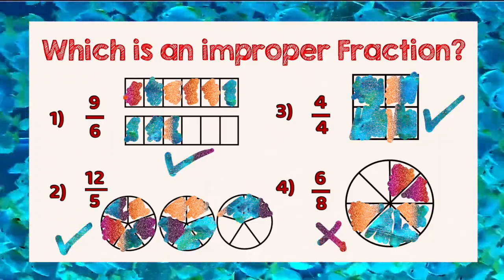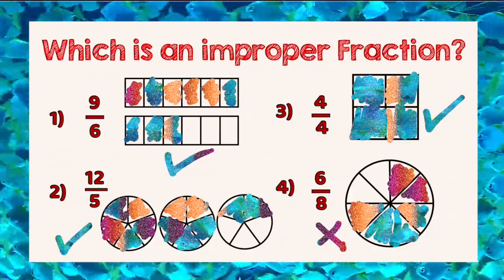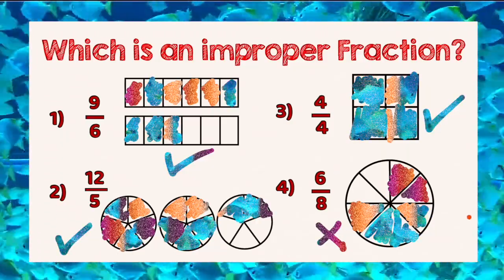And obviously, if you can see the numerator is bigger than the denominator, we know it's an improper fraction. Here, the numerator is smaller, so we know it's a proper fraction.